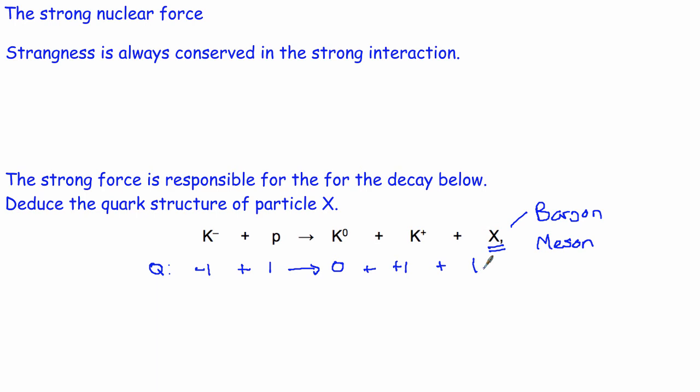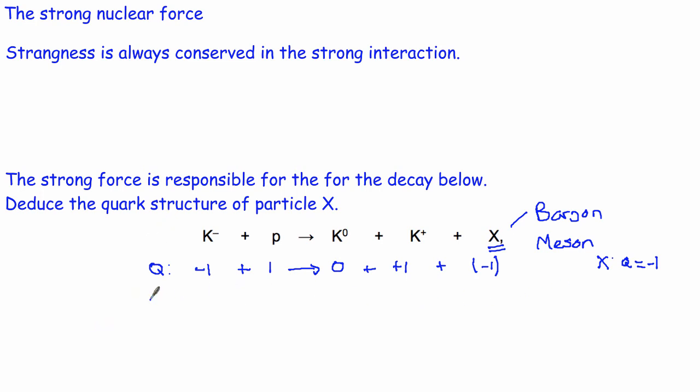And the reason it must have that is because if we look at what we started off with, we've got -1 plus 1, so the overall charge was 0. So we need to finish up with an overall charge of 0. That had a +1 charge, so this must be -1. So our X particle, whatever it is, has got a charge which is equal to -1. Now that's not really going to help us in terms of what quark structure it's got, but it will give us a check towards the end.